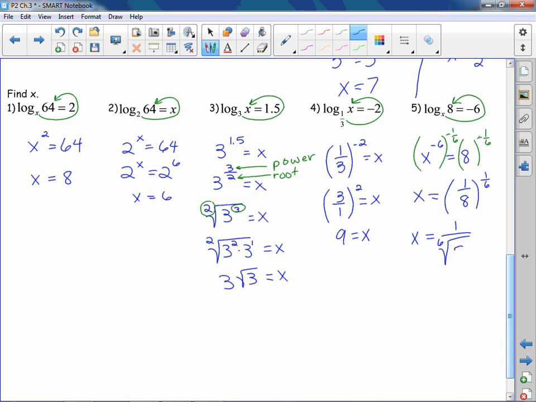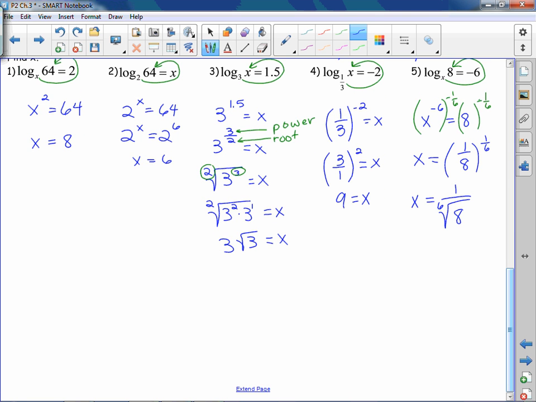Okay, now we're not done. We can rewrite 8 as what to a power? 2 to the 3rd. 1 over the 6th root of 2 to the 3rd. 3 over 6 is what? 1/2. So it's just a square root. So we've reduced this down to 1 over the square root of 2.